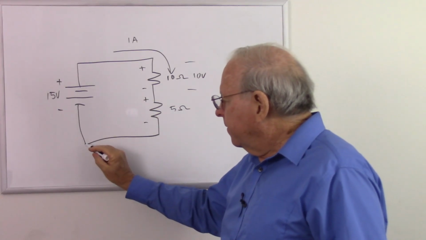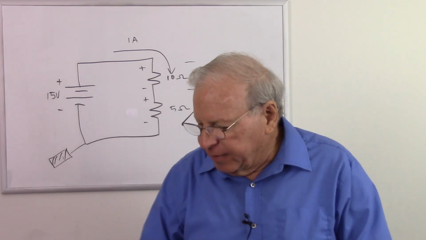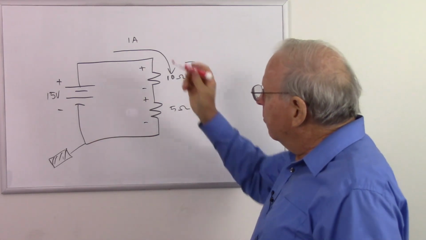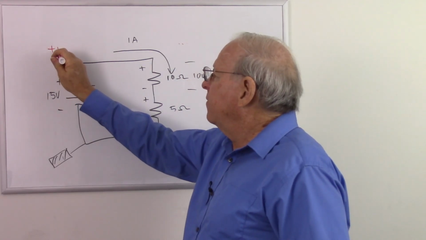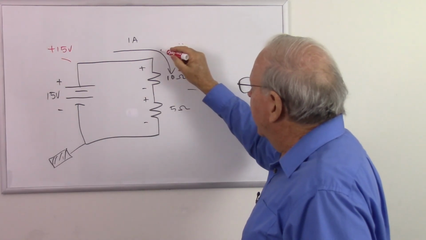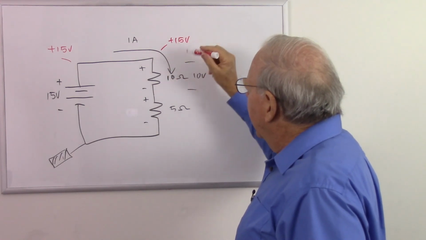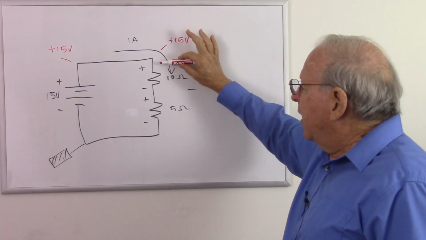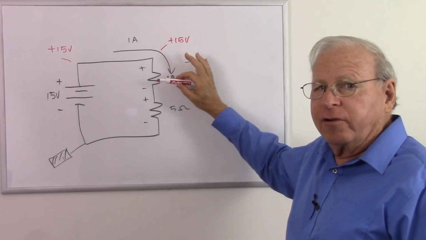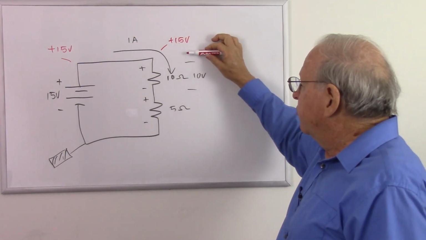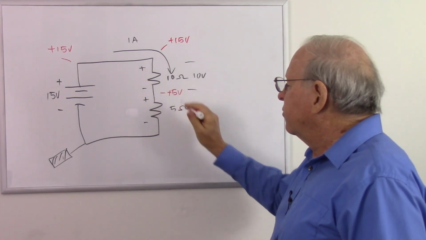So if we take a voltmeter and anchor our black probe right here, and then take our red probe and probe around the circuit, we will find that we have positive 15 volts here, and of course the same over here, positive 15 volts. And then we're going to have a higher voltage here and a lower voltage there, so we will lose voltage going across this resistor. How much? 10 volts. So we start with 15, we lose 10, we have positive 5 volts left over.